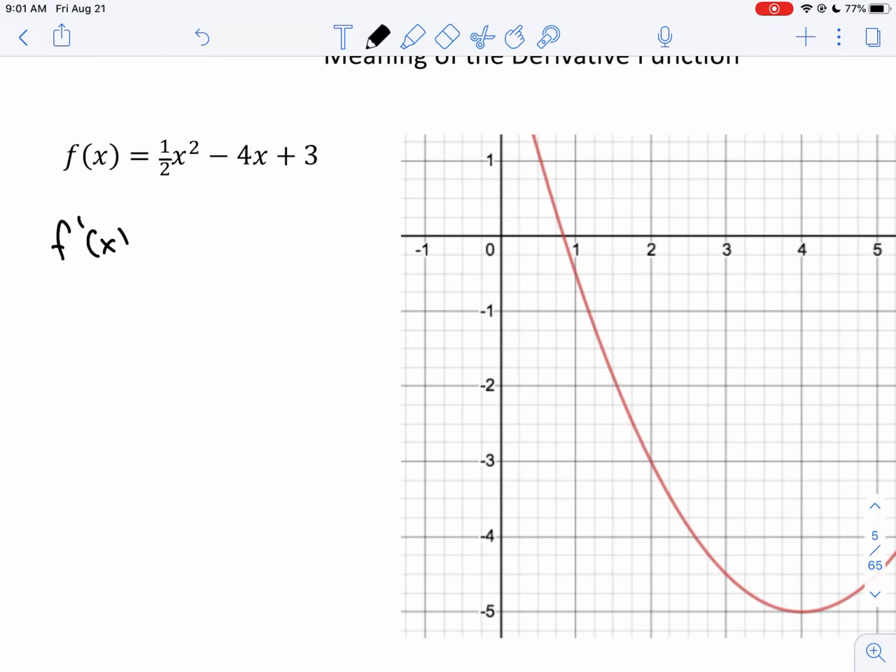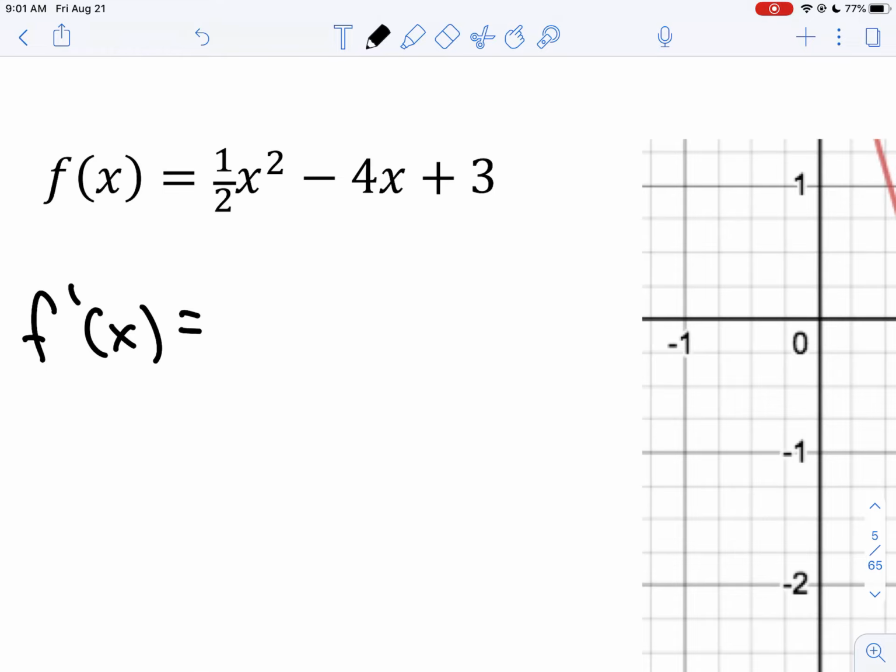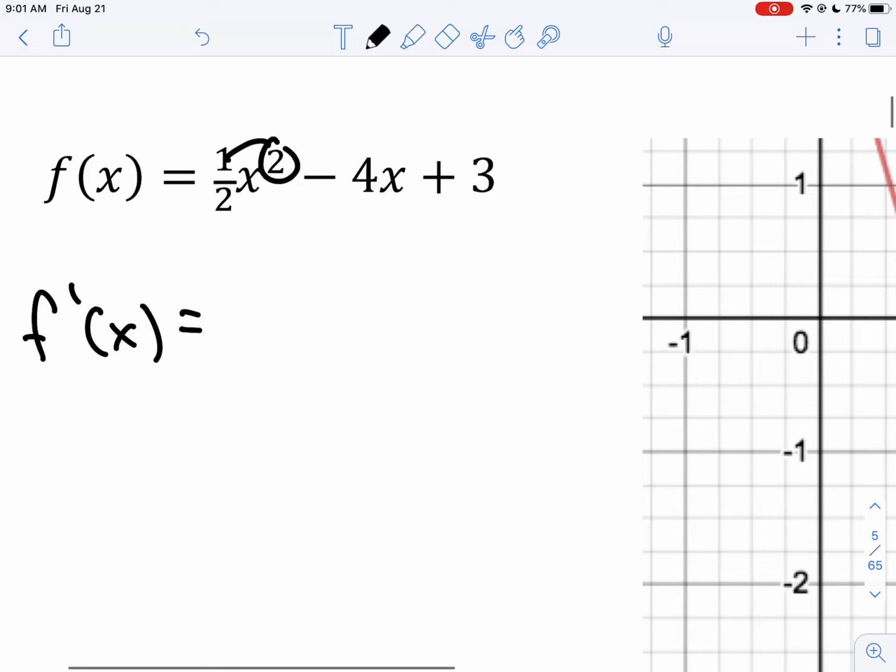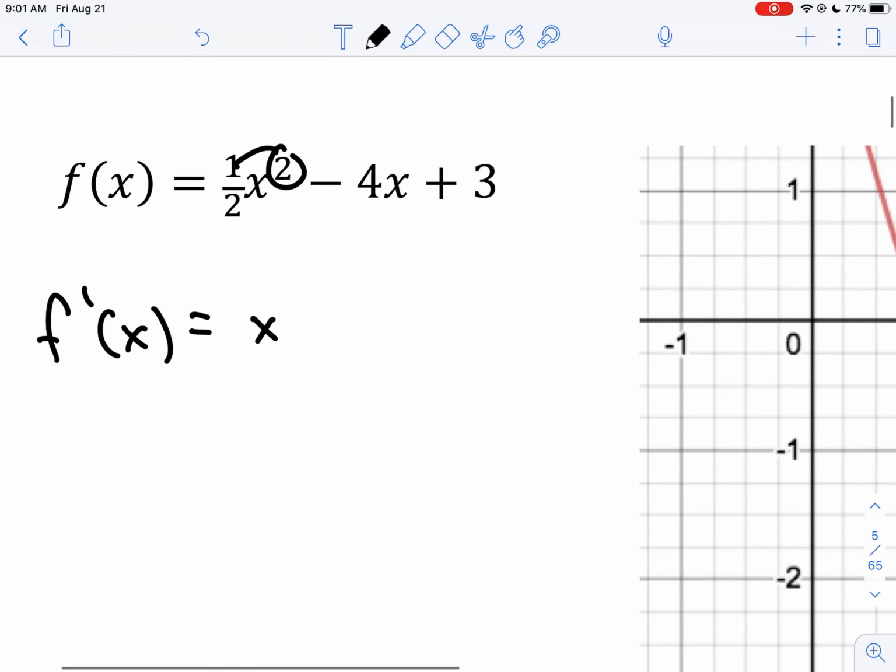Let's go ahead and find the derivative function. I'm at the derivative of 1/2 x squared. This 2 will multiply to the half, making a 1. And then the power drops by 1. So the derivative of the first term is just x. It's 1x to the 1. The derivative of 4x is 4, and the derivative of 3 goes away.